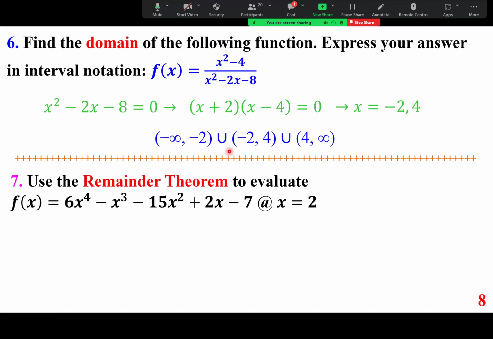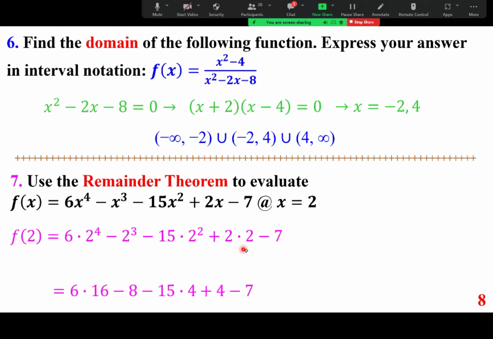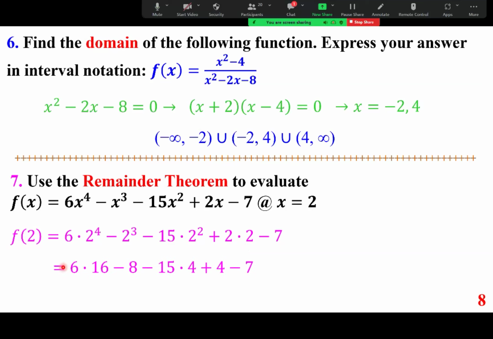Use the remainder theorem to evaluate this f of x at x equals 2. Simply put, plug in, everybody. That's all it means. Plug in. So replace the x with 2. This is 16, so 6 times that, minus 8, 15 times 4, minus 15 times 4, this is 4. 6 times 16, 96, minus 8, minus 60, plus 4, minus 7, and they add up to 25.